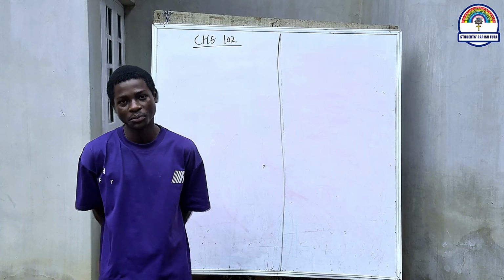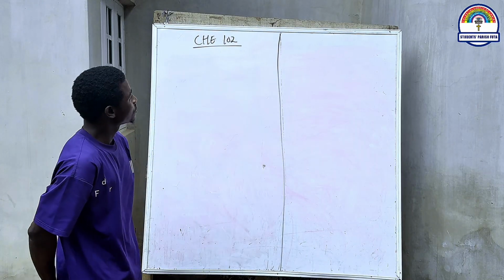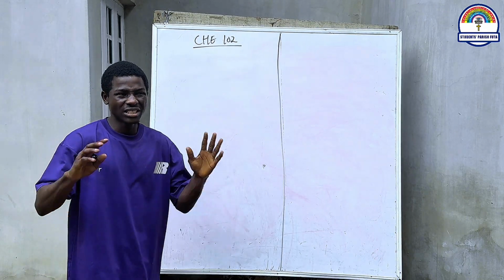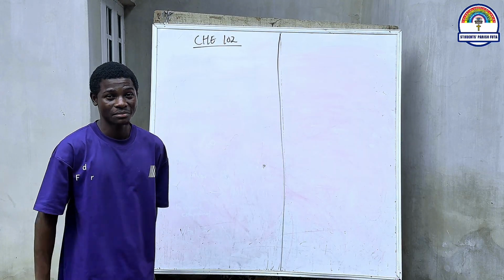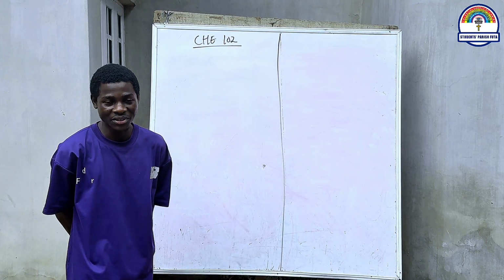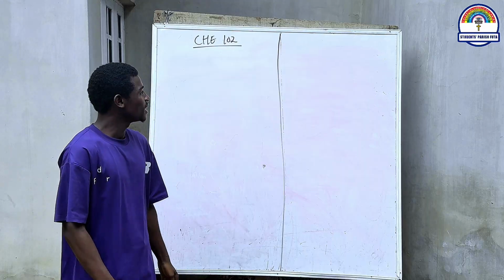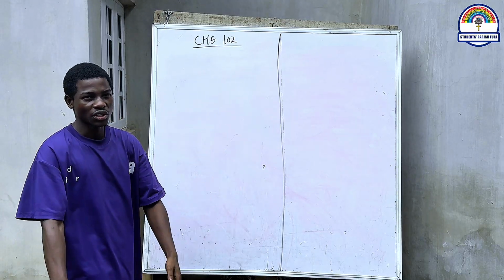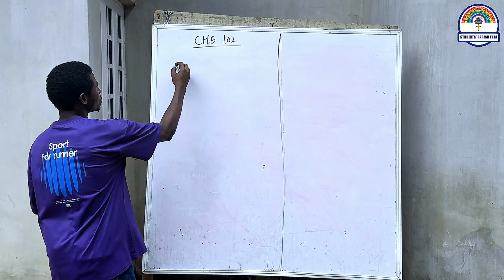Today we'll be looking at this course, Chemistry 102, which is mainly composed of organic chemistry. That's everything the course entails, but we'll be breaking it down. I'll be taking the first part, which is the introduction to it. So now, what is organic chemistry?